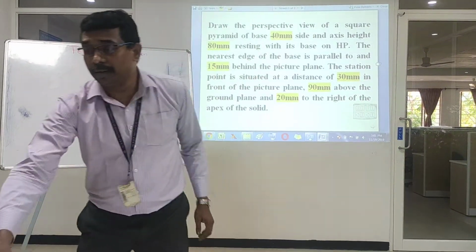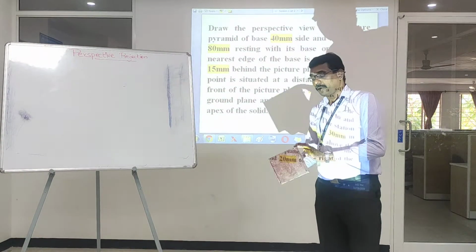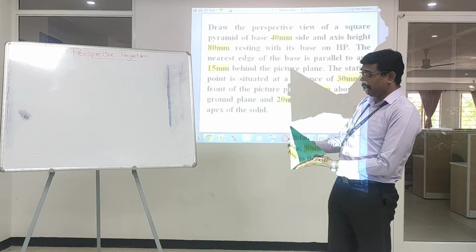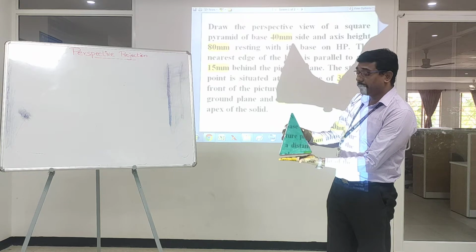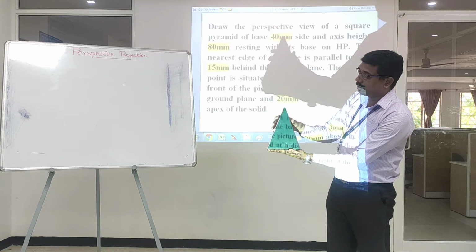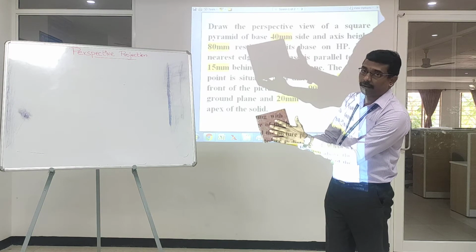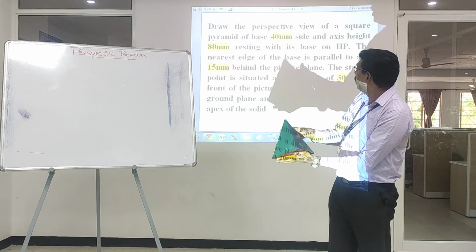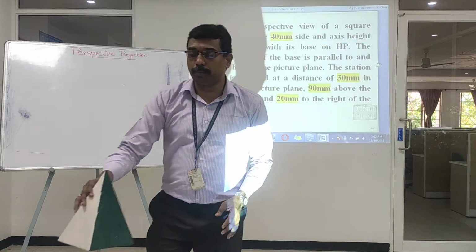Here we have the square pyramid, and the base of the pyramid is a square and it has a height of 80 millimeter. It rests with its base on the horizontal plane, in the first quadrant. This can be called the apex, and this is called the base, which is a square. The height of the solid is 80 mm, and the base side is 40 mm square, and it is resting on the horizontal plane this way.